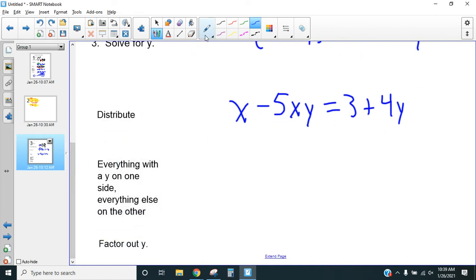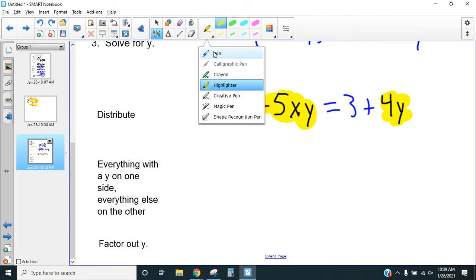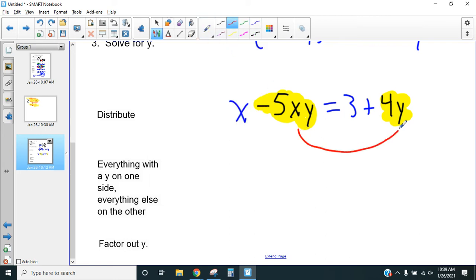Everything with a y on it to one side. So what's that include? That includes this and that on one side. Doesn't matter which way you move them. This time for funsies, I'm going to move it to the right. Okay. So let's say I move this over there. Means on the right side, it would be positive 4y plus 5xy. Everything else on the other side, right?